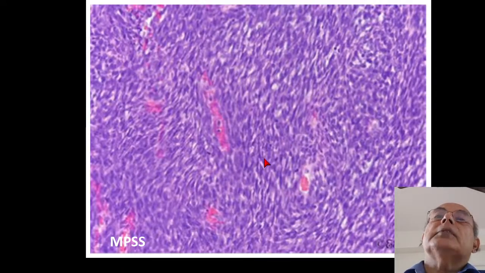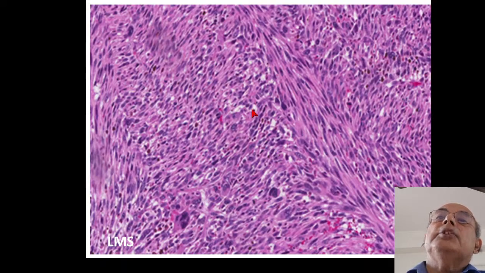This is monophasic synovial sarcoma. Nuclei are crowded, appear to be overlapping each other. This is leiomyosarcoma. Fascicles are at right angle with each other. There is nuclear pleomorphism and a few giant cells.